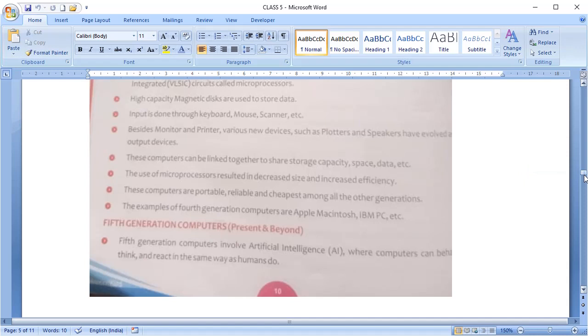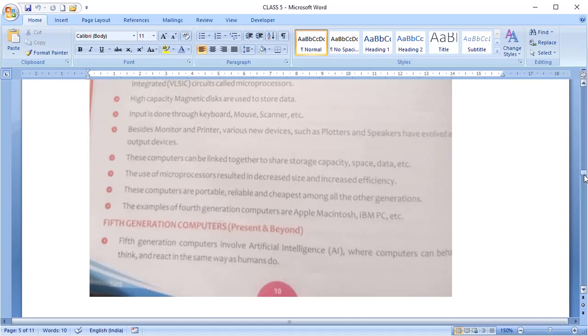Another advancement in fourth generation computers is networking, meaning computers can be linked together and even share their storage capacities, and the use of microprocessors results in decrease in size and increase in efficiency. The computers here are portable, meaning they can move from one place to another, reliable and cheaper. Examples for fourth generation computers are Apple Macintosh, IBM PC, etc.